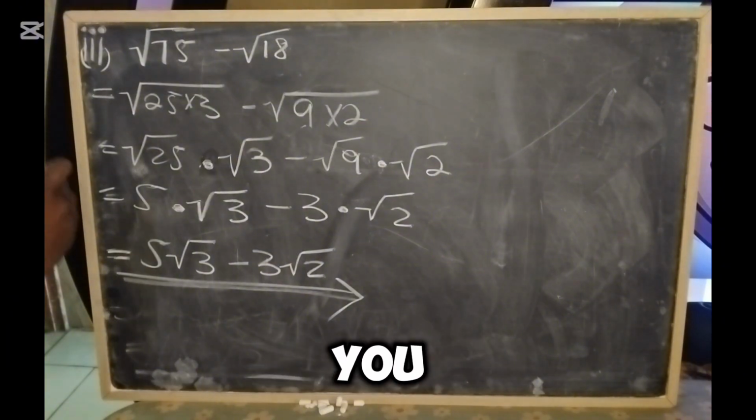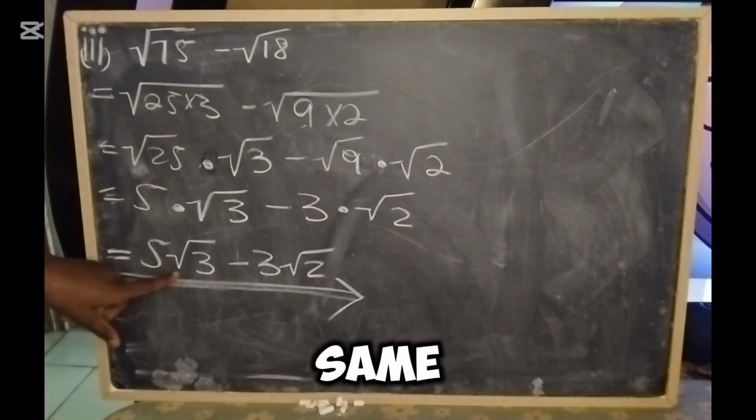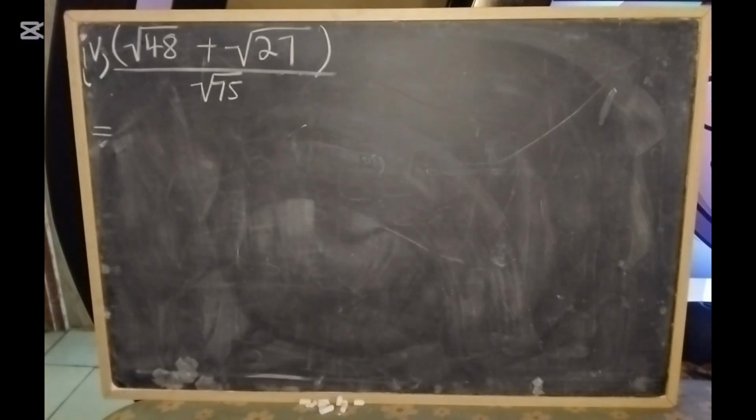Why can't you continue with the answer? Because these are unlike terms. They are not the same. This one has the square root of 3 and that one has the square root of 2. So they are not alike, understand? Let's see what the next question has for us. Yes, this is the question.